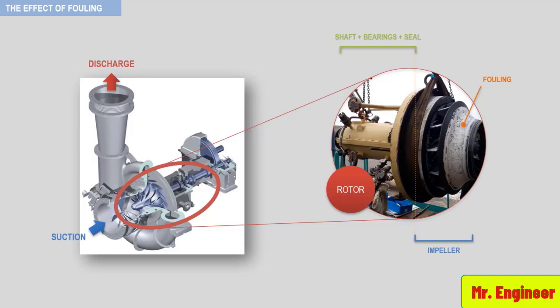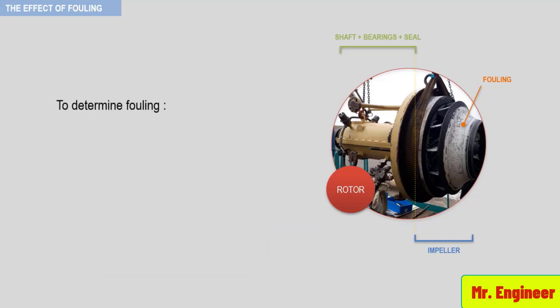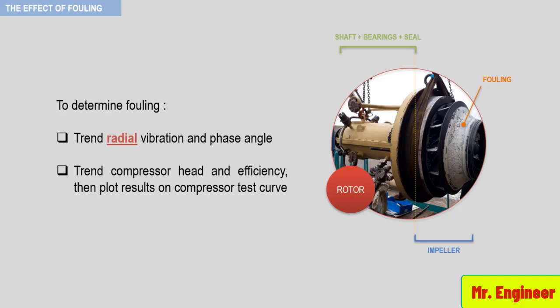Now, to detect and confirm the fouling, I strongly advise you to proceed as follows. First, trend radial vibration and phase angle. A random change in both parameters indicates fouling. You can also trend compressor head and efficiency, then plot results on the compressor test curve. An increasing deficiency margin confirms fouling.